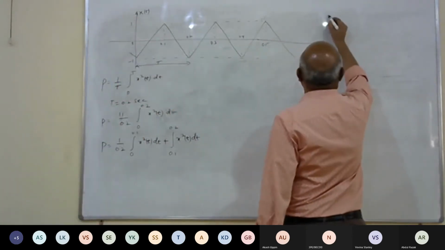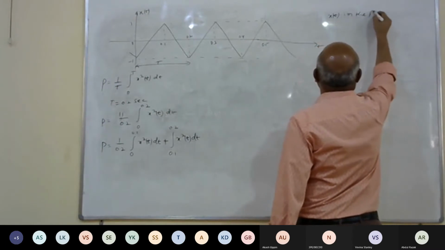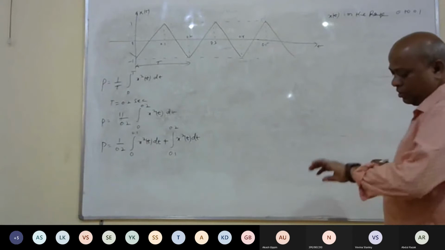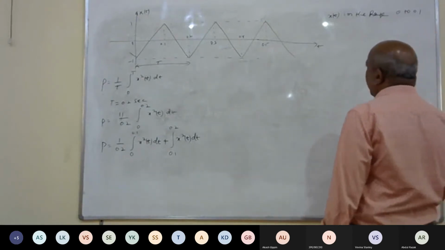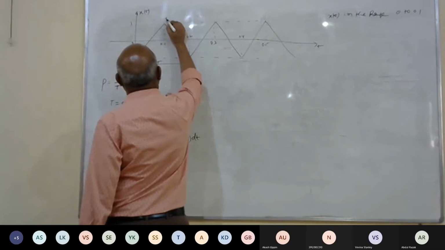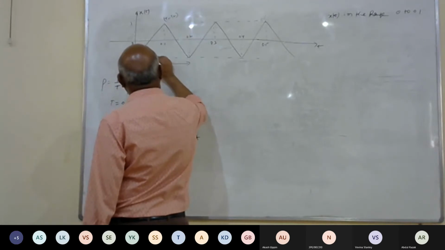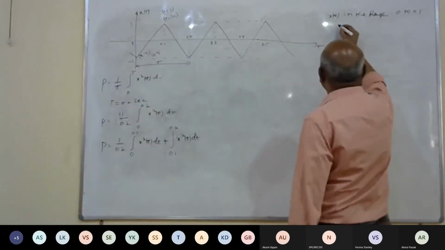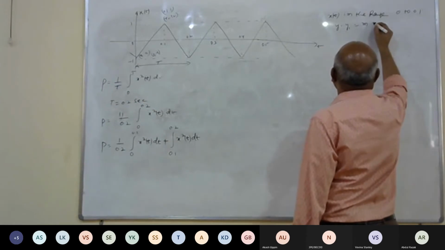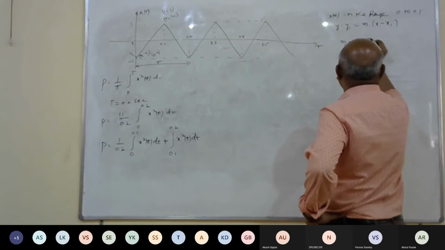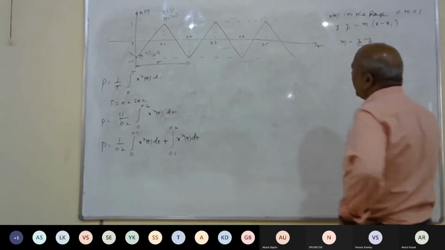Now, x of t in the range 0 to 0.1. You take this as x1 y1, and this as x2 y2. Here x1 is 0, y1 is -1. Here x2 is 0.1, y2 is 1. Same concept you applied: y minus y1 is equal to m into x minus x1, where m is y2 minus y1 divided by x2 minus x1.